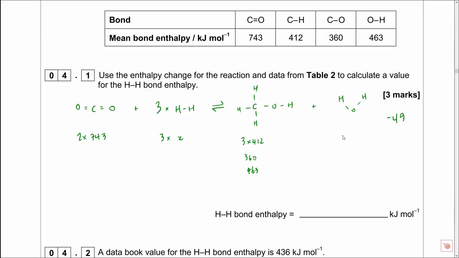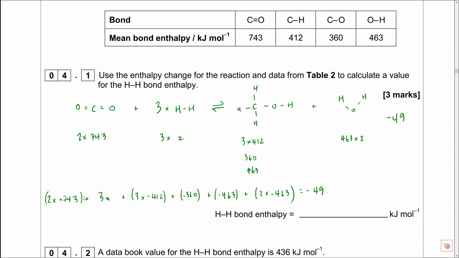This one's going to be O-H, which is going to be 463 times 2, and we know that's going to overall equal minus 49. Now, the way I would always do this is I would say these are all positive values, these are all negative values, and in terms of an algebra sense, I probably won't do all the work in here, but you could say: add 3x, you could just do it as a minus, it's up to you, add 3 times minus 4, 12, add minus 3, 60, add minus 4, 6, 3, add 2 times minus 4, 6, 3, equals minus 49.